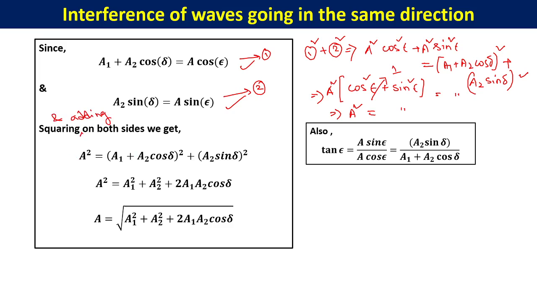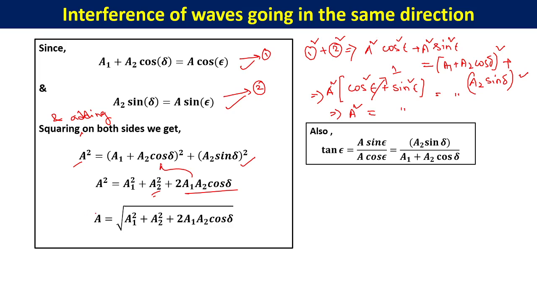Please, whenever you make notes, write this: squaring and adding on both sides, we get a square equal to (a1 plus a2 cos delta) whole square plus (a2 sine delta) whole square. Ultimately from here you can get a square equal to a1 square plus a2 square, because there will be a term cos square delta plus sine square delta, which is again equal to 1. So you will remain with a2 square, and alongside you will remain with twice a1 a2 cos delta, which will come from this particular term.